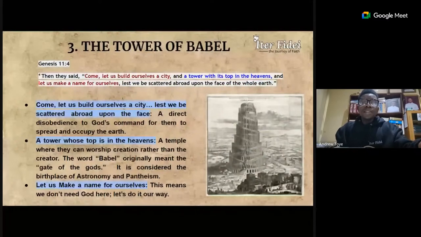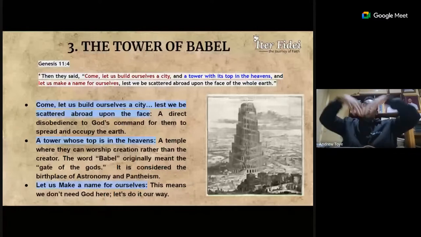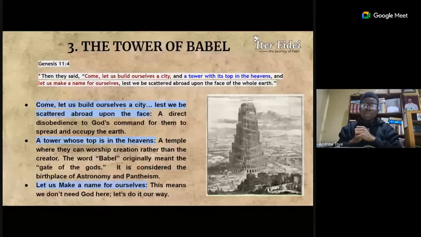Verse 4. And then they said, come, let us build ourselves a city and a tower with its top in the heavens, and let us make a name for ourselves, lest we be scattered abroad upon the face of the whole world. Let us build ourselves a city, lest we be scattered abroad upon the face of the whole earth. That's a direct disobedience to God's command for them to go forth and repopulate the whole world.